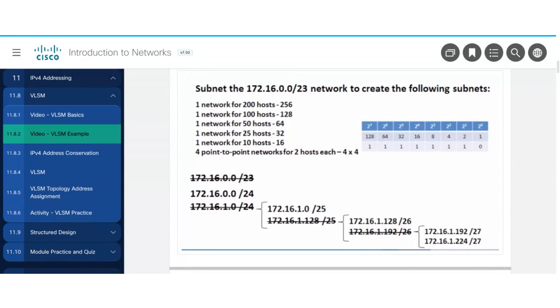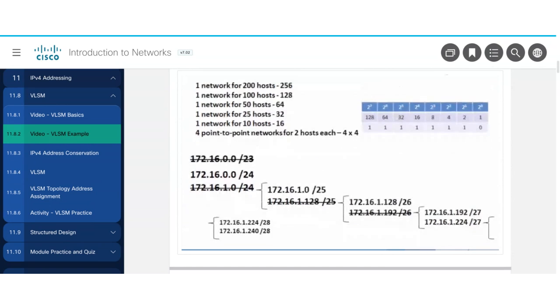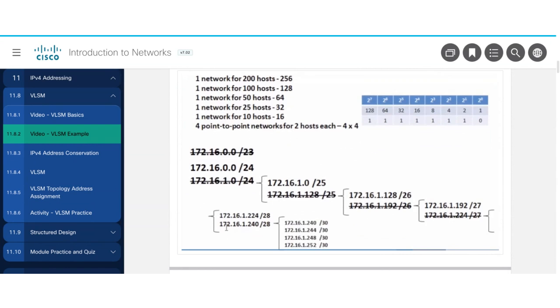From here, I still need a subnet for 10 hosts. I can take the second of these two subnets for 32 hosts and subdivide them to two 16-host subnets. To do this, we take the 224 /27 subnet, change the subnet mask from /27 to /28, and now I have two smaller subnets. From here, I take the second of these two 16-host subnets. I only need one. The second one I'll use for four subnets of 4 hosts each.